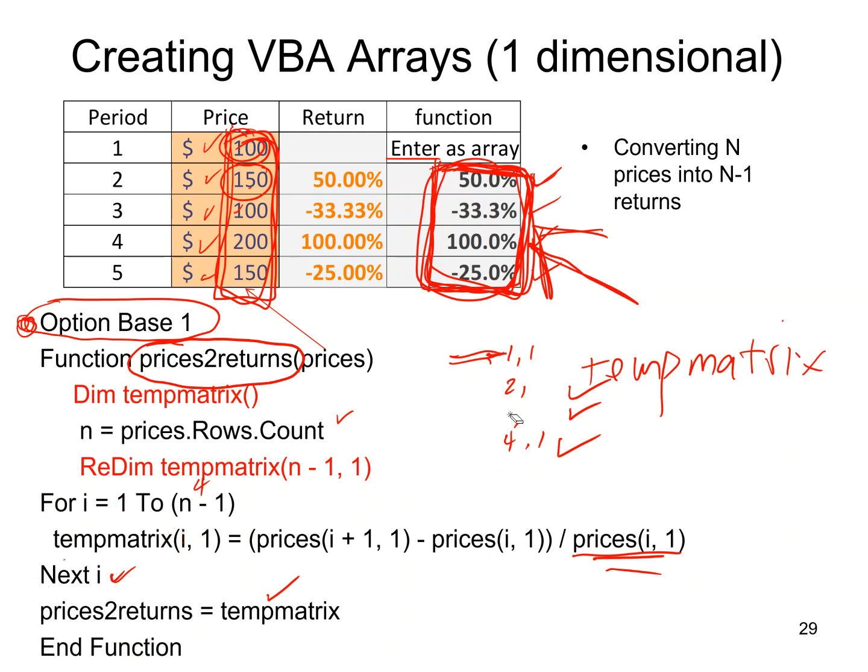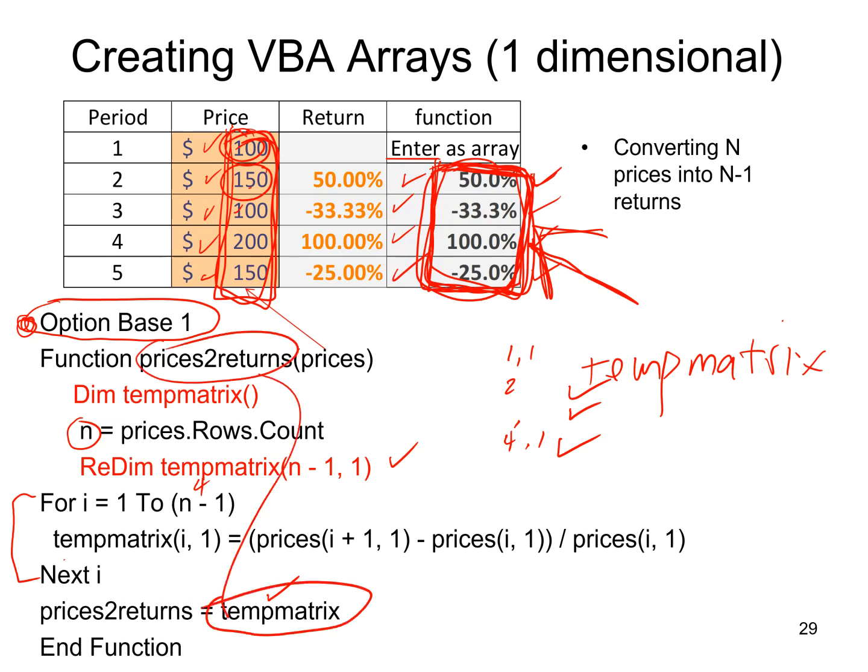I'm going to first figure out the size of the new matrix. I'm going to figure out that it has to be a 4 by 1. I'm going to redim my temp matrix as a 4 by 1. And then I'm going to do a loop, for I equals 1 to 4. And I'm going to fill in temp matrix 1, 1, 2, 1, 3, 1, 4, 1. And then I'm going to put inside prices to returns the values that are in temp matrix that were just calculated here. And there's the end of my function.